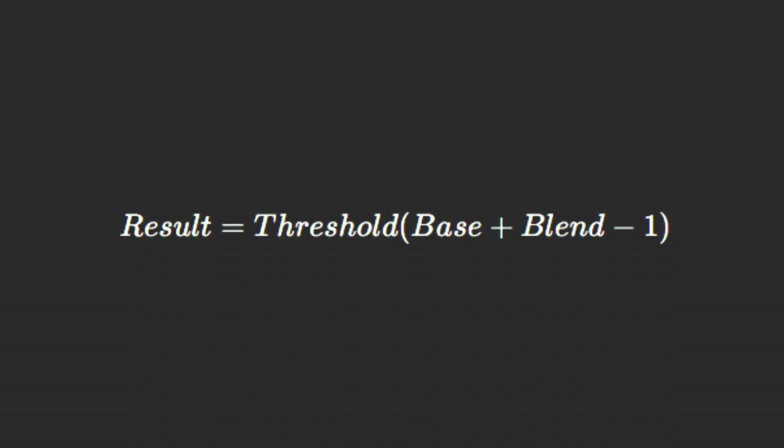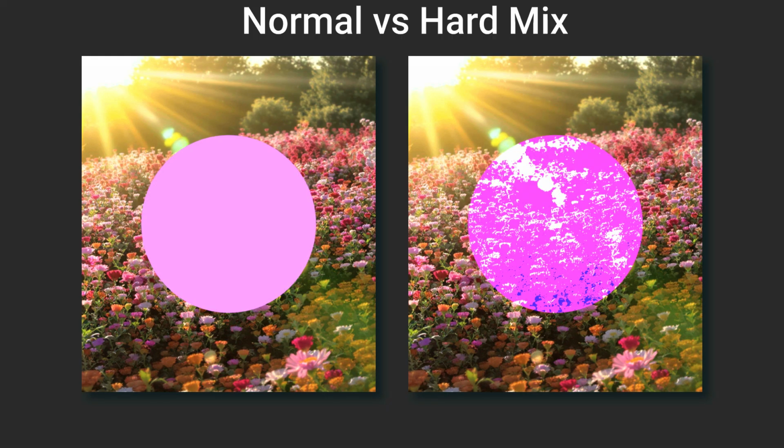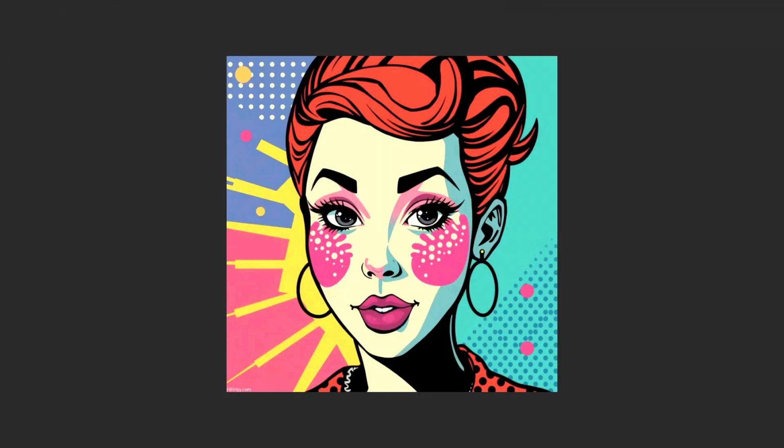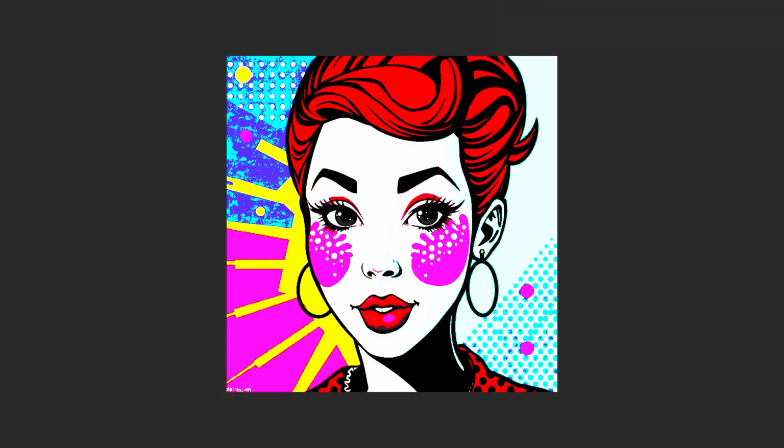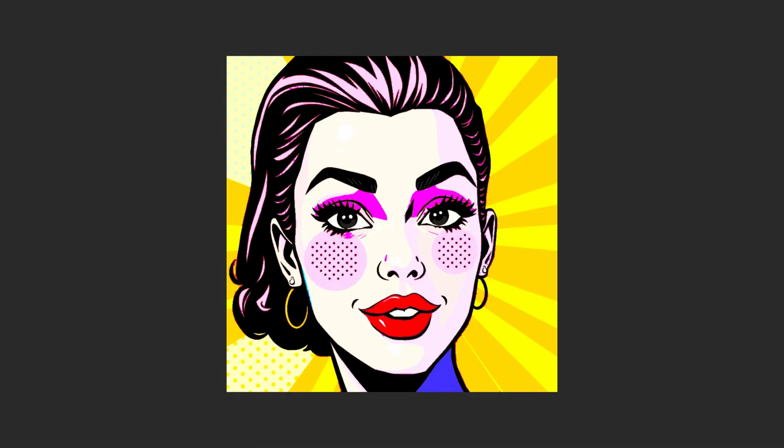Hard mix is the most extreme. It takes linear light and then forces each channel to either 0 or 1, leaving only 8 possible colors. In the image, the circle looks posterized with almost no blending, only flat colors. This can be used for stylized pop art effects and bold graphic looks, not natural blending.